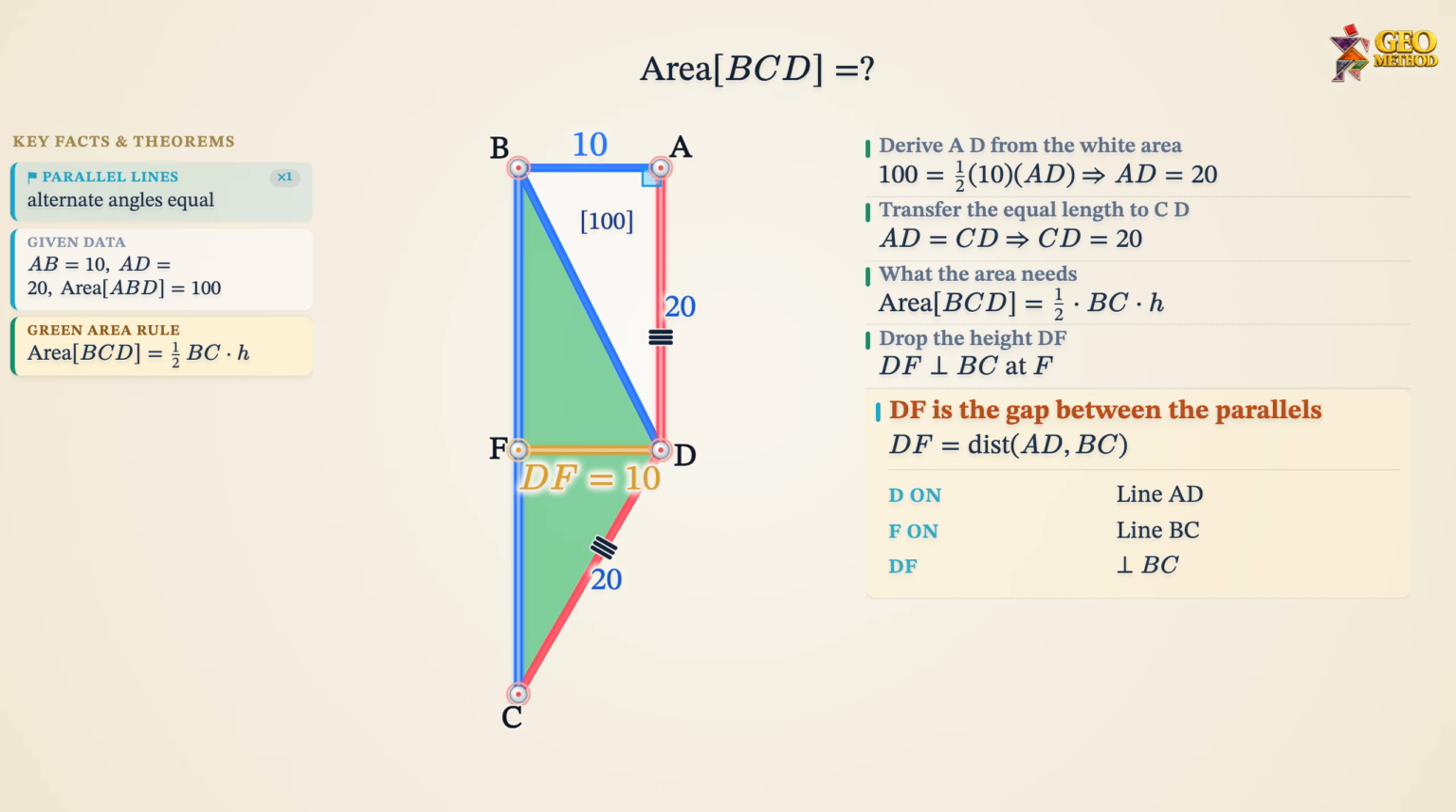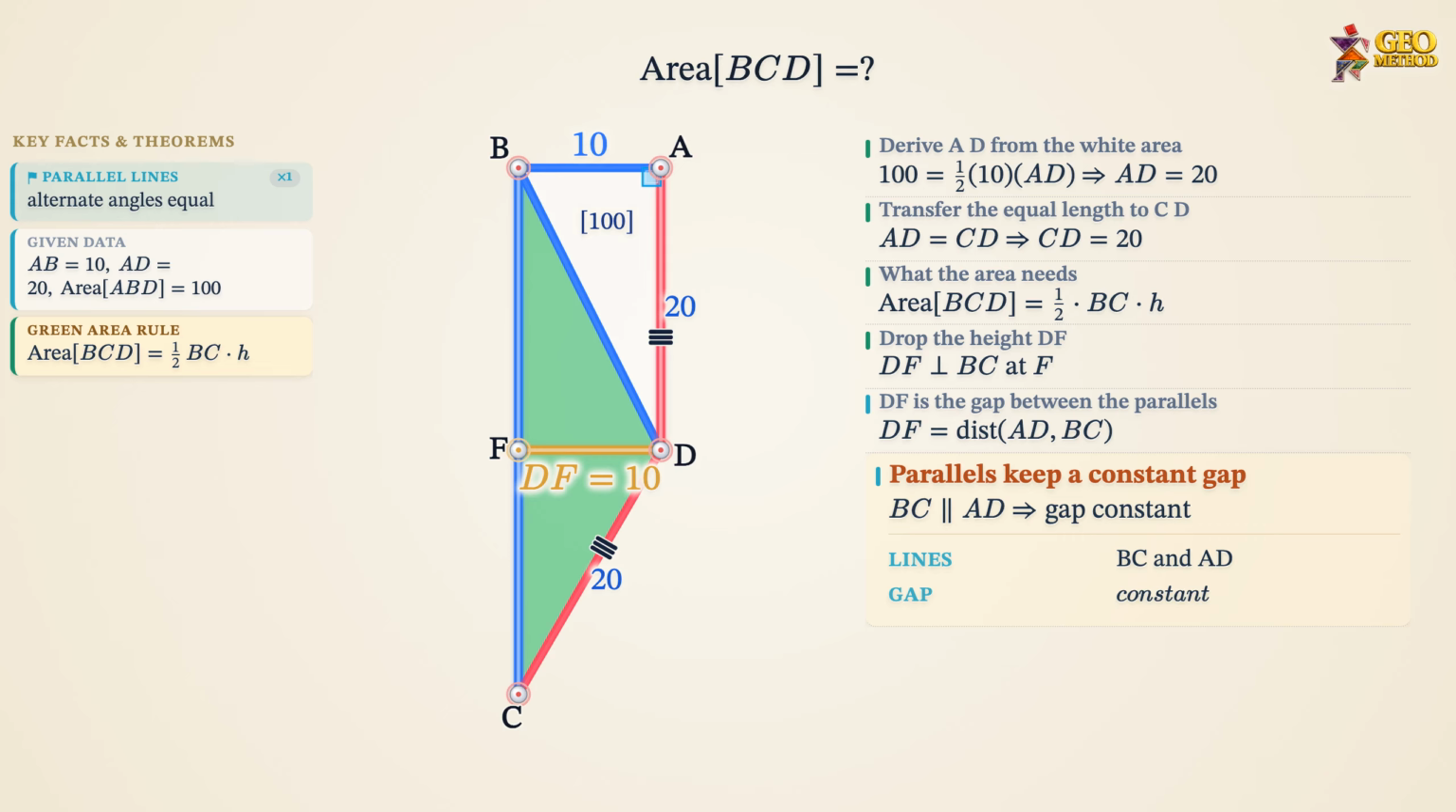Notice that D sits on the right line AD and F sits on the left line BC, and segment DF is perpendicular to segment BC. So segment DF is exactly the perpendicular distance between the two parallel lines. That is the quantity we will now measure. Because segment BC is parallel to segment AD, the perpendicular distance between them is the same at every point along the lines. So the gap beside the apex, segment DF, equals the gap measured anywhere else, and we can read it off wherever it is easiest.